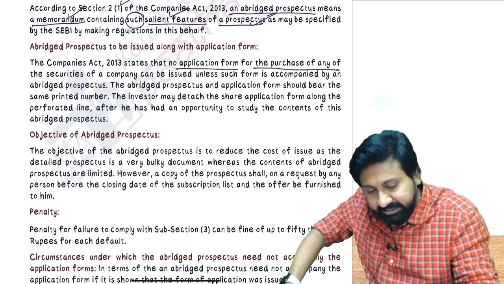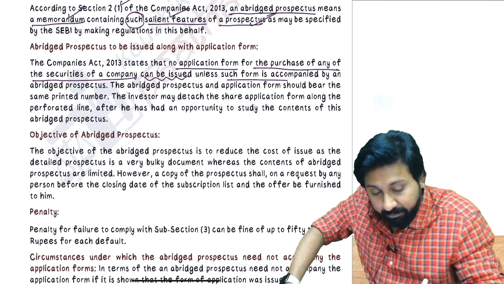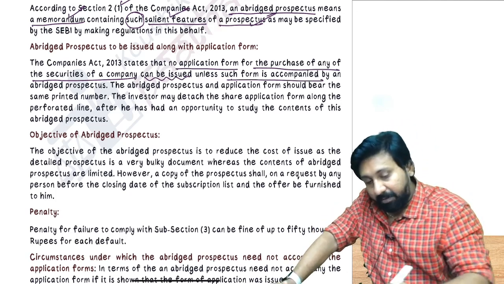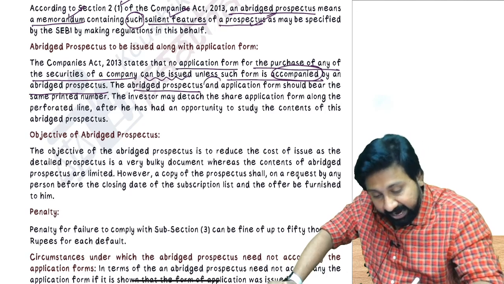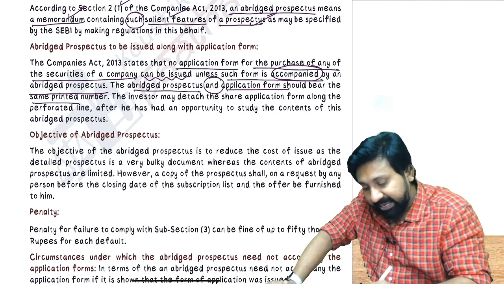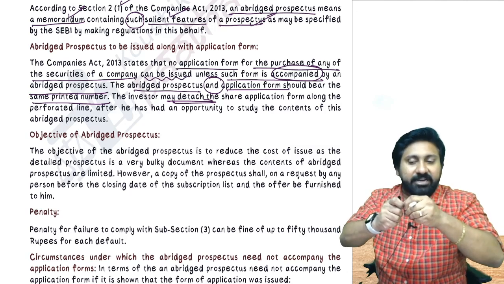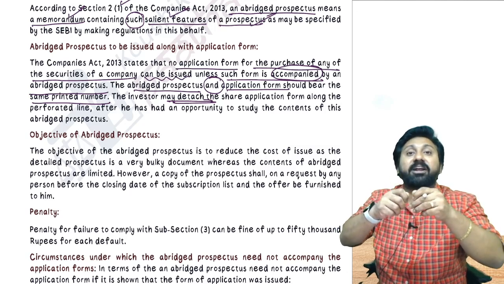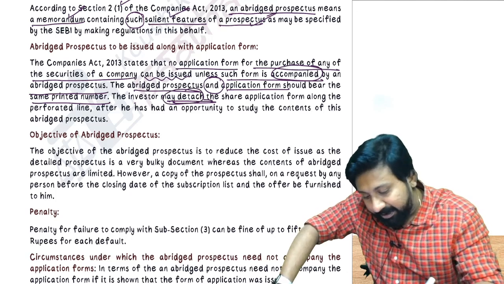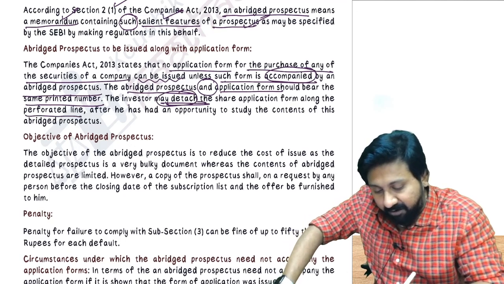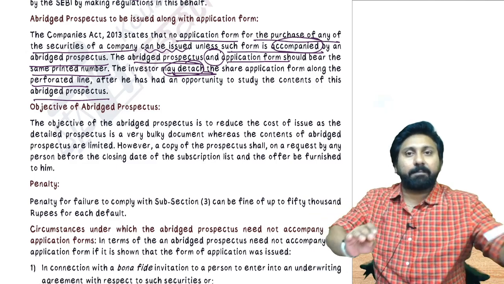No application form for purchase of any securities of a company can be issued unless such form is accompanied, meaning attached, by an abridged prospectus. Abridged prospectus and application form should bear the same printed number. The investor may detach. That means the abridged prospectus and share application form will be there, with perforated pages, meaning holes will be there, so you just need to remove that. The investor may detach the share application form along the perforated line after he has had an opportunity to study the contents of the abridged prospectus. Then you write in the application form and give.